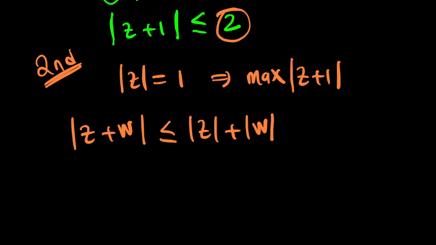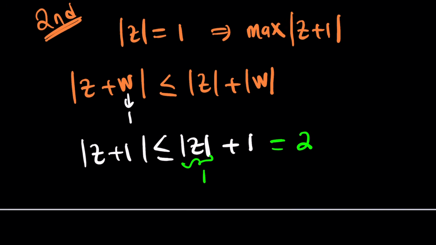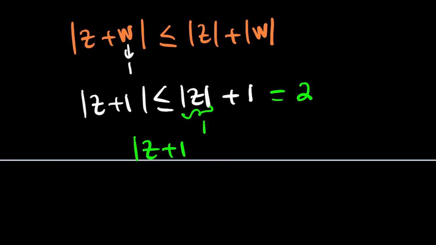And how is that helpful? Well, if you replace w with 1, because 1 is a complex number, remember, you get the following. The absolute value of 1 is, of course, 1. We know that the absolute value of z is equal to 1. It's given. So this is equal to 2, which gives us the absolute value of z plus 1 is less than or equal to 2. No sweat, right? We got the result right away. And we were trying to maximize this. So the answer will be 2 again.